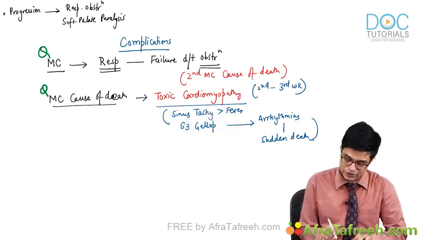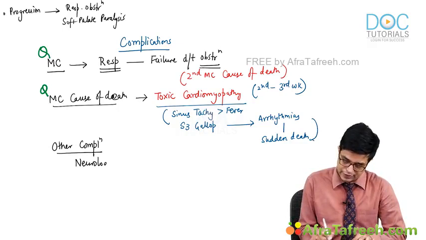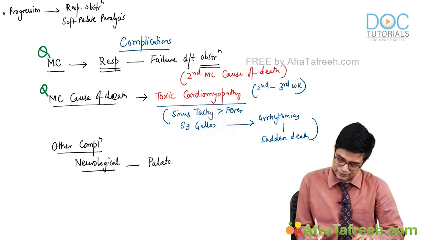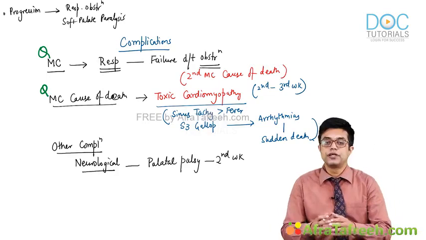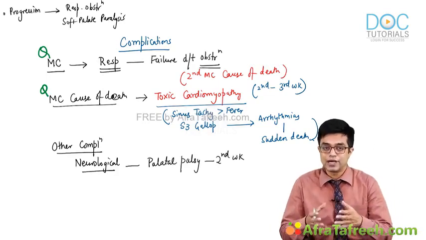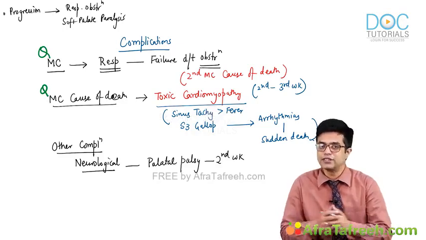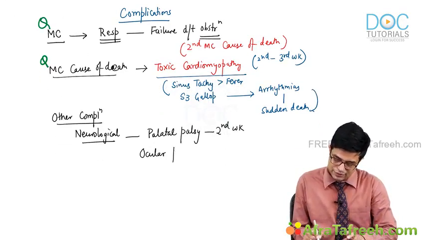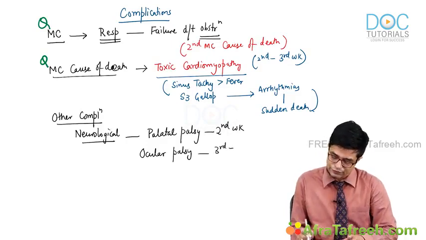What are the other complications that you should remember? So, first of all, we have the neurological complications. In neurological complications, the patient may develop palatal paralysis or palatal palsy, which tends to develop in the second week. Children who develop palatal paralysis will have nasal twang in voice and they may also show regurgitation, and sometimes aspiration-like features can develop. Then many of these children will develop ocular palsy, where extraocular muscles may be paralyzed. This tends to develop between the 3rd to 5th week.